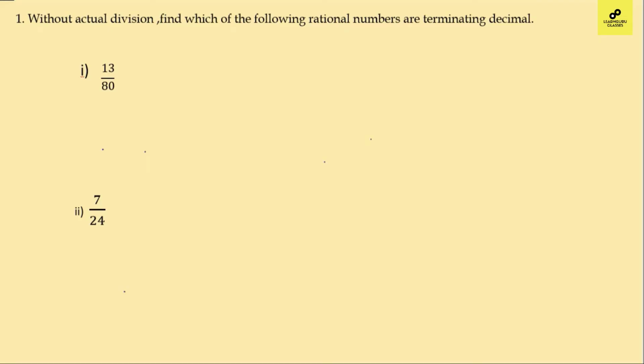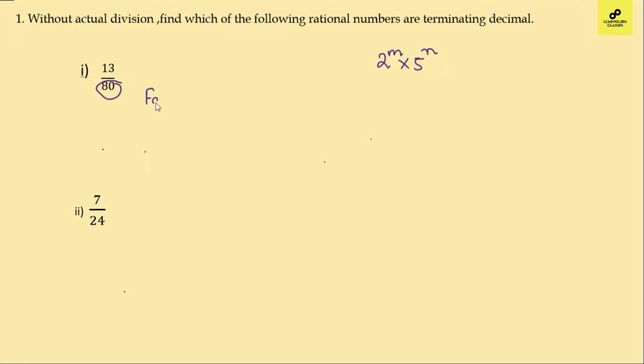The first type of sum is without actual division. Find out which of the following rational numbers are terminating decimals. As I have already told you, without actually performing the division, by looking at the denominator, or finding out the factors of the denominator, you can say whether it is a terminating decimal or not. If the factors of the denominator are in the form of 2 to the power of m into 5 to the power of n, then we can say that it is a terminating decimal.